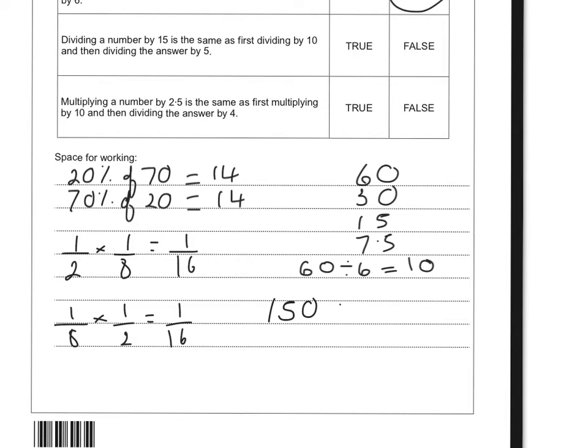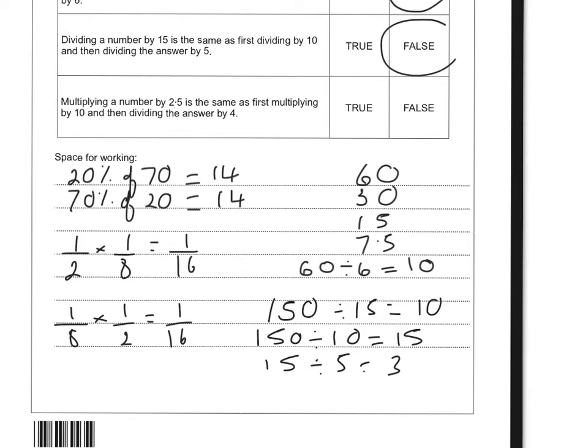Dividing a number by 15, so 150 divided by 15 gives me 10. And then dividing it by 10, so 150 divided by 10 gives me 15. And then I have to divide that answer by 5, so 15 divided by 5 gives me 3. So therefore, when we divide it by 15, it's 10, and when we divide it by 10 and then divide that answer by 5, we get the answer 3. So we know that one is false.